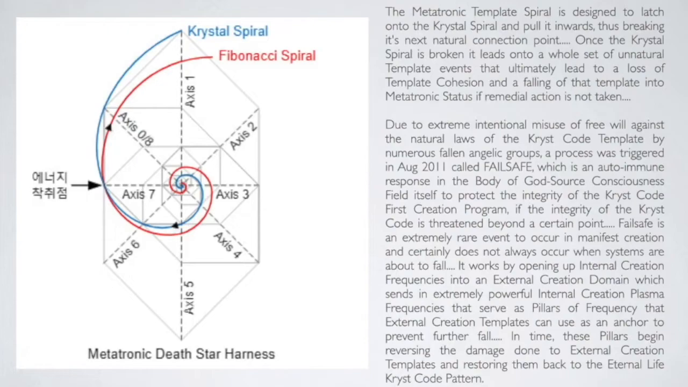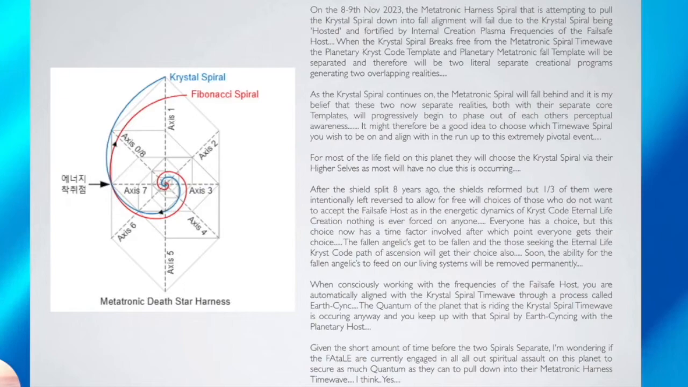On the 8th and 9th of November 2023, the metatronic harness spiral that is attempting to pull the crystal spiral down into full alignment will fail due to the crystal spiral being hosted and fortified by internal creation plasma frequencies of the failsafe host. When the crystal spiral breaks free of the metatronic spiral time wave, the planetary Kryst code template and planetary metatronic fall template will be separated and therefore will be two literal separate creational programs generating two overlapping realities. As the crystal spiral continues on, which on this diagram would be this phase here, the metatronic spiral will fall behind.